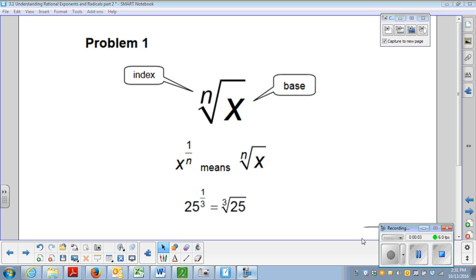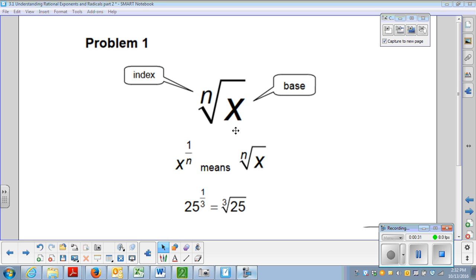And today we're talking about simplifying numerical expressions with nth roots and rational exponents. Okay, so this first example, there's two things you need to really know. That's the index and the base. So the index is placed here, shown by n. That's considered the nth root. And the base, in this case, is x.